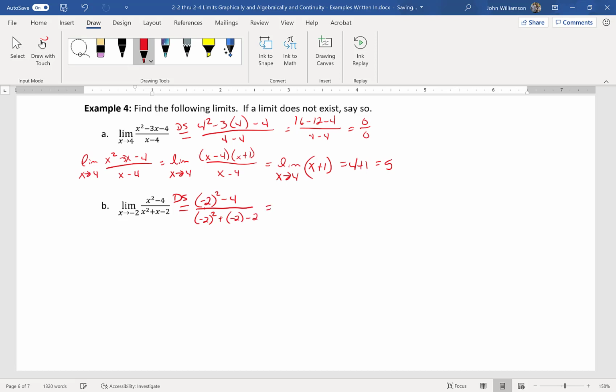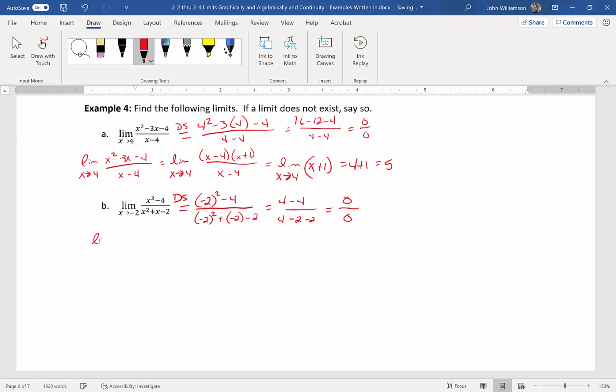So negative 2 quantity squared is 4. 4 minus 4 over 4 minus 2, or plus a negative 2. So 4 minus 2 minus another 2. So 4 minus 4 is 0. 4 minus 2 is 0. So again, 0 over 0. Oh no, what do we do? We've got to do some algebra.